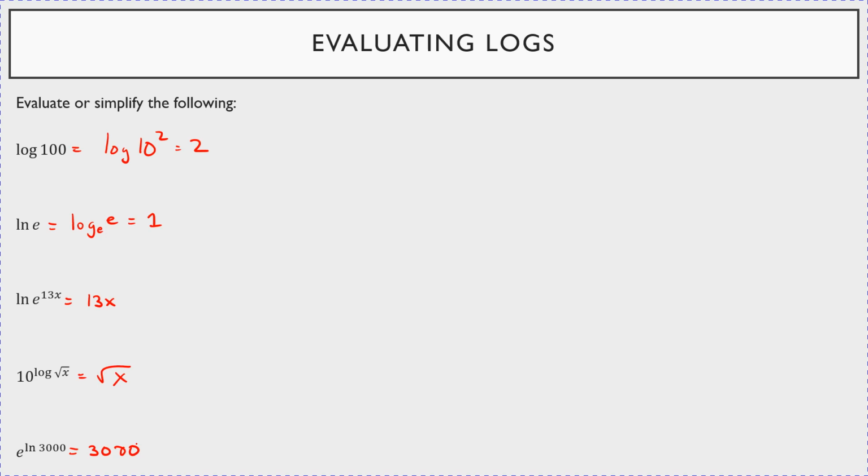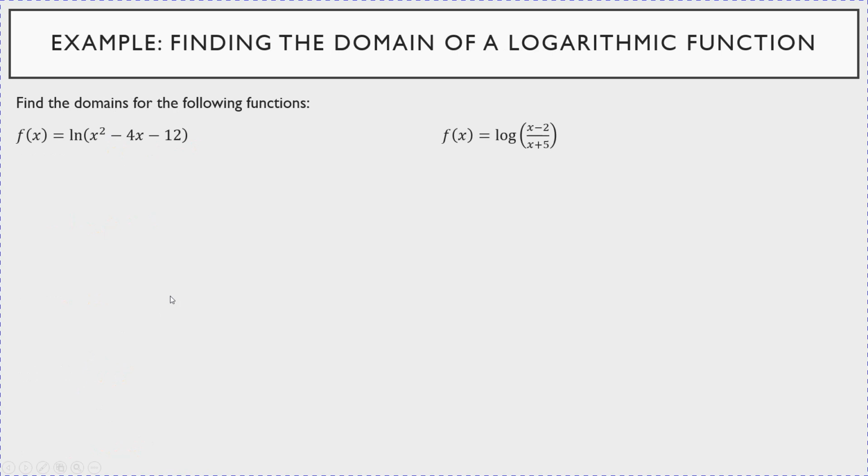I got ahead of myself. Now let's talk about some complicated domains. Let's find the domains for the following. f of x is equal to the natural log of x squared minus 4x minus 12. And then we're going to do f of x is equal to log, and then the inside is x minus 2 divided by x plus 5.